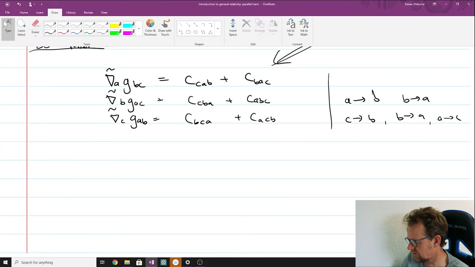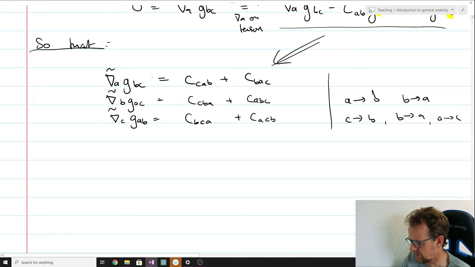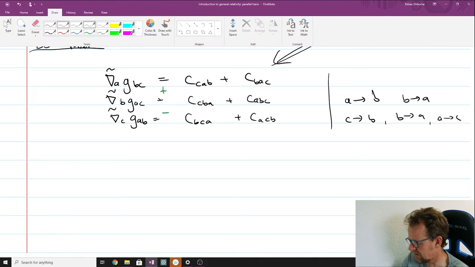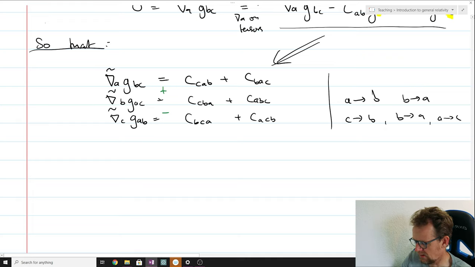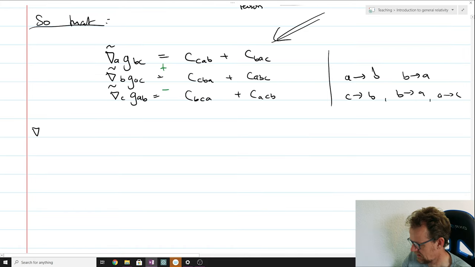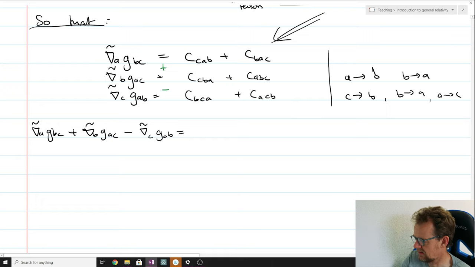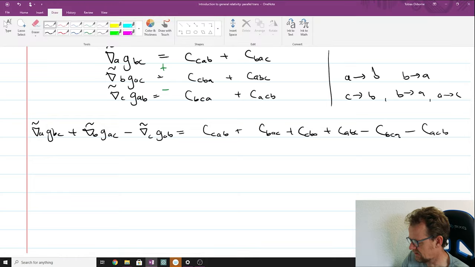And now we've got three equations. They're all true, they're all just the same equation, but written out in different ways. And so what we're going to do is take these three equations, add the first two, and then subtract from that sum the third one. Well, let's write it out. What do we get? We get delta A twiddle GBC plus delta B twiddle GAC minus delta C twiddle GAB has got to equal the right-hand side, right? Summed and subtracted. So we've got CCAB plus CBAC plus CCBA plus CABC minus CBCA minus CACB. So the right-hand side has got six terms.